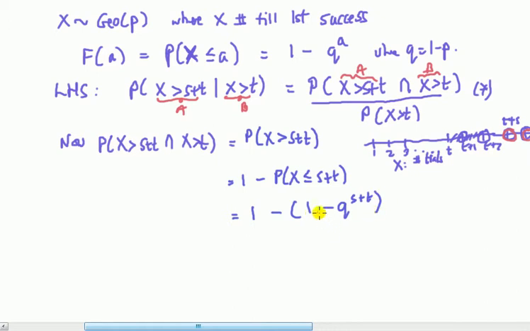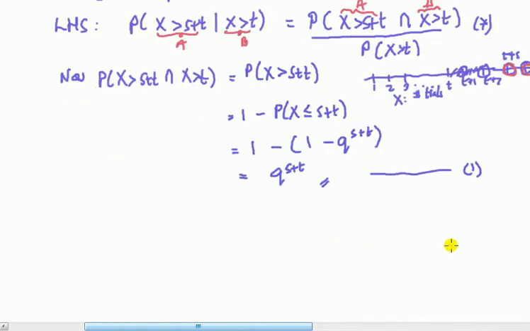This is my CDF bit. Take 1 minus that through the bracket, and so you can see that's going to be q to the s plus t. Okay, let's call this 1. So that's the left hand side dealt with.